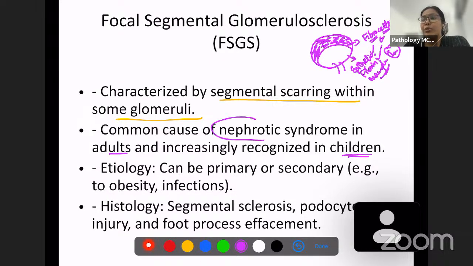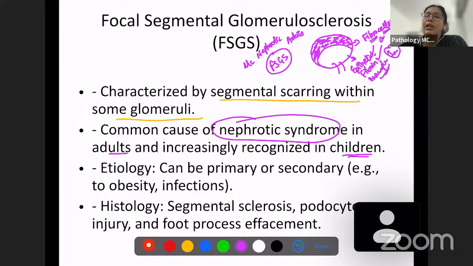So nephrotic syndrome in adults, most common cause is FSGS. Also remember this could also be an MCQ. So FSGS, most common cause of nephrotic syndrome in adults. And most common cause of nephrotic syndrome in children, minimal change disease. Okay, these are two things.